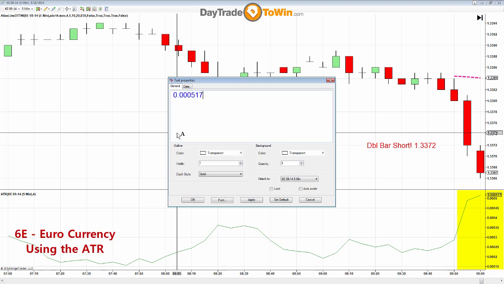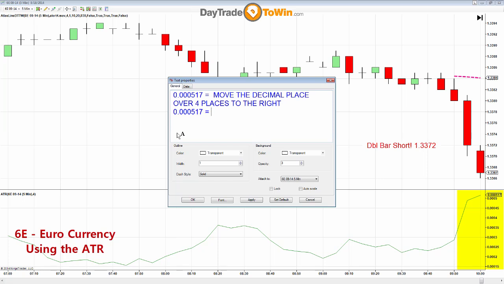On the euro for today, you're looking at an ATR that's 0.000517. What does that mean? How do I identify how many ticks that equates to the current conditions? Very simply, move the decimal place over 4 places to the right. So what you're looking at is 0.000517. The equivalent of that, by moving the decimal place 4 places to the right, is 5.17, which is the same as saying 5 ticks.